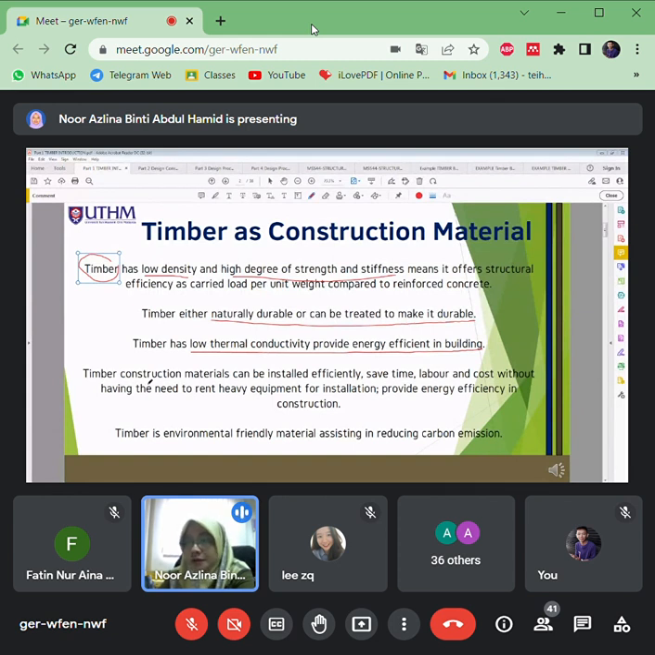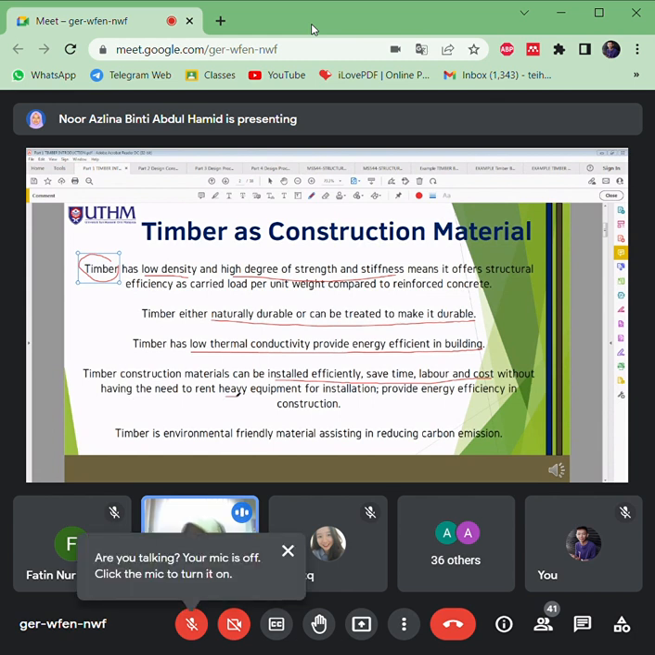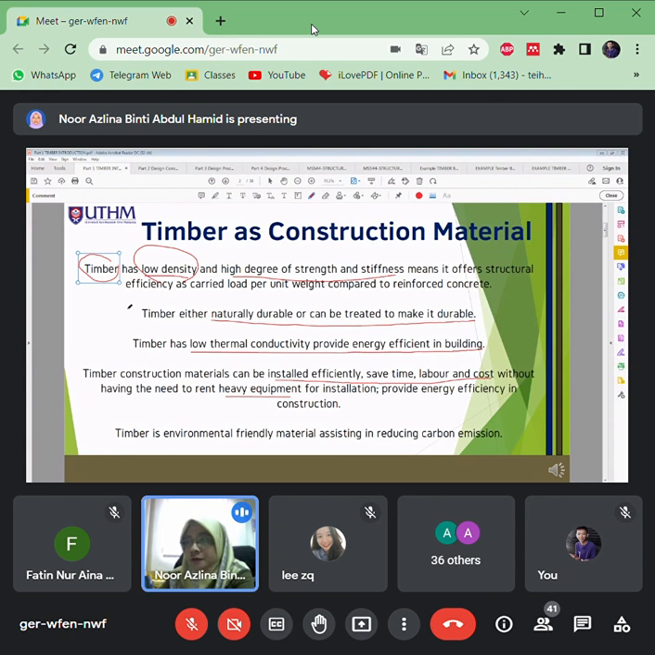Okay, so timber construction materials can be installed efficiently, saving time, labor and cost without having the need to rent heavy equipment because of this low density, right? It's easy to assemble, to transport, to install at sites, right?